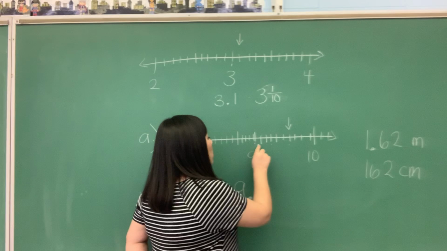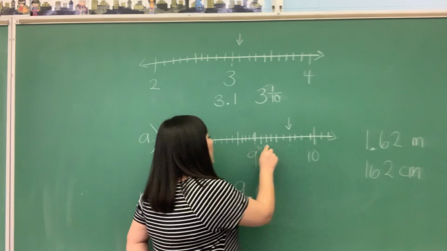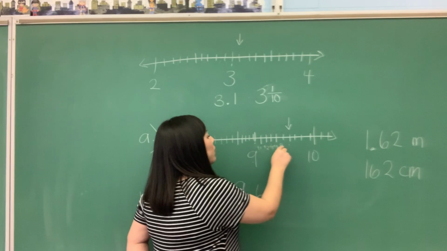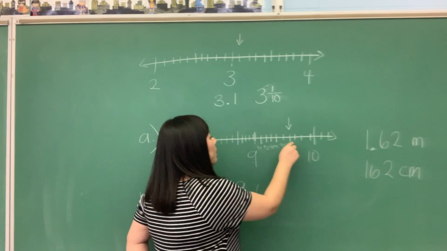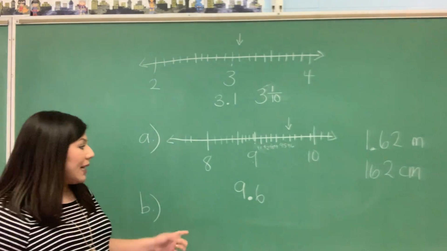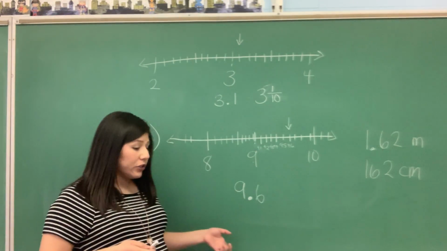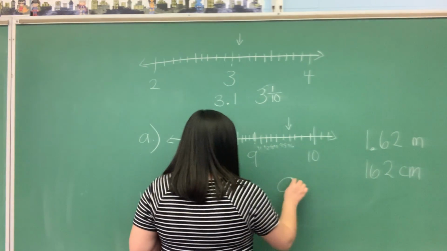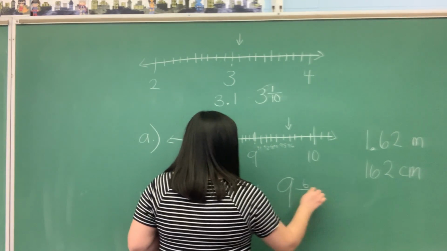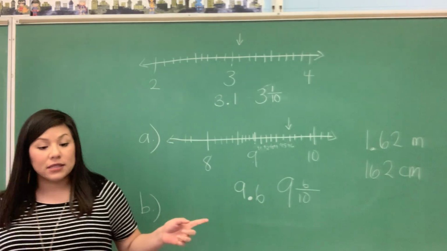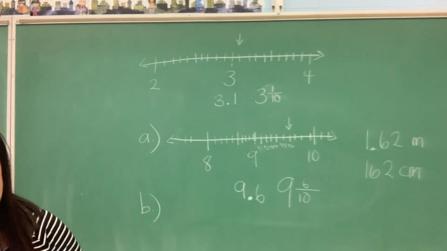Remember it's like 9.1, 9.2, 9.3, 9.4. It's like you saying that, and so on. So as a decimal, you would write it as 9.6. As a mixed number, I would write this just as it's read, 9 and 6/10. So as a decimal, it's 9.6, and as a mixed number, it's 9 and 6/10.